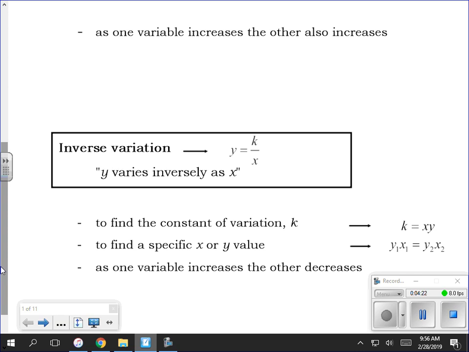If I have a set of x's and y's, and I multiply them and I get the same number, that is inverse variation. Not everything in the world is divided up between those two things. There are other kinds of relationships between x and y that are not direct or inverse, but those are the main ones we're dealing with today.